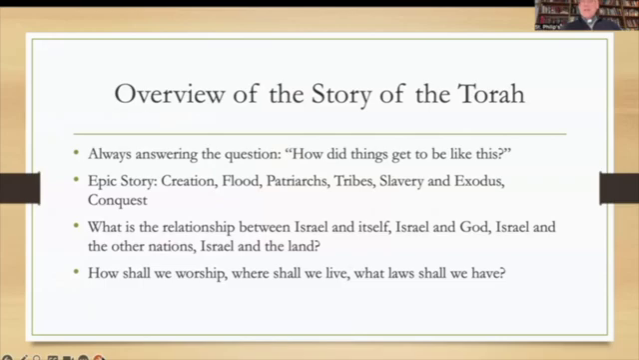It's an epic story, according to the J version, especially the creation, the flood, the patriarchs, the tribes, slavery, Exodus, conquest. All of these are telling the epic story of the origins of the people of Israel. This is who we are. This is where we came from. This is what we went through. It's in a way what you would tell, hopefully, your children and grandchildren about your own story.